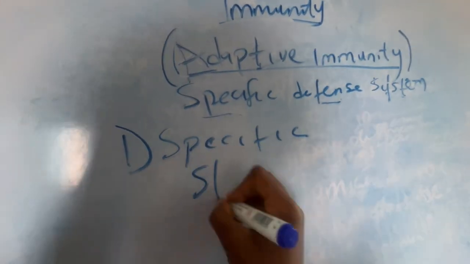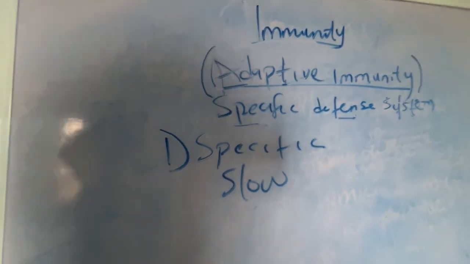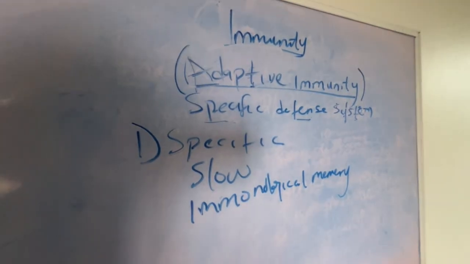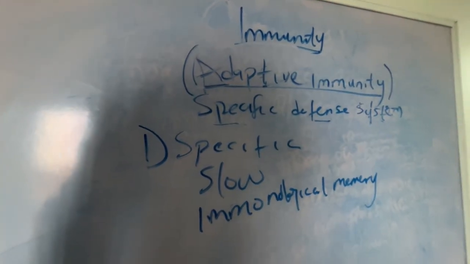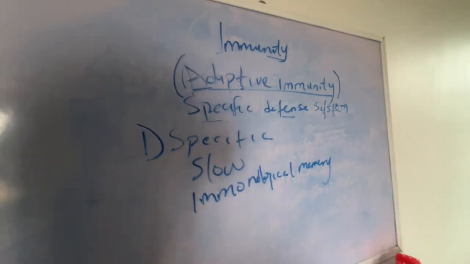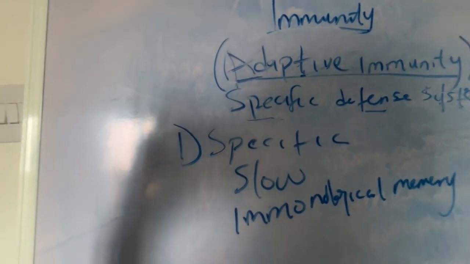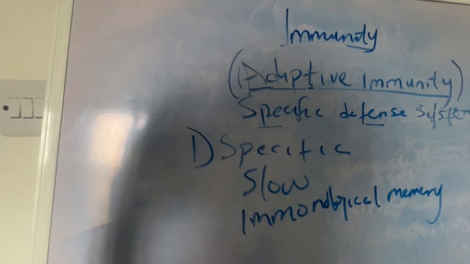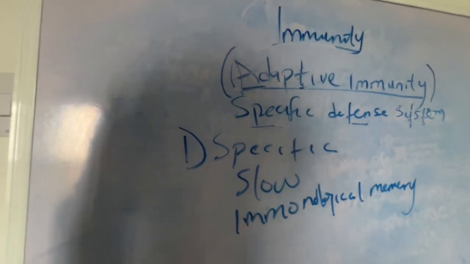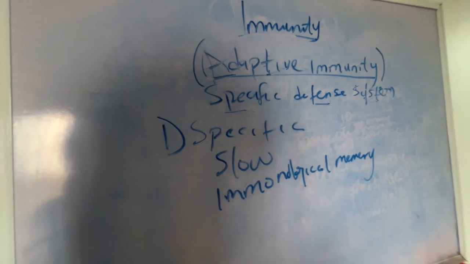It's also slow. Because it takes time to develop, it's slow. It's not as quick as innate immunity. It also has immunological memory, so that on future exposure to that pathogen, it can also confer immunity to you. It's specific, it's slow, it has immunological memory, and it develops after exposure to a particular pathogen. So what are the components of adaptive immunity?